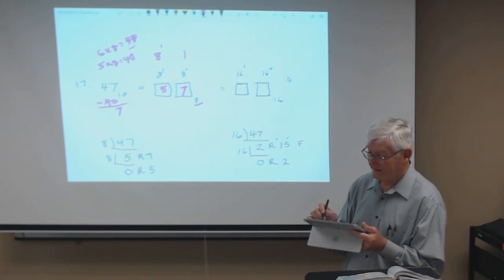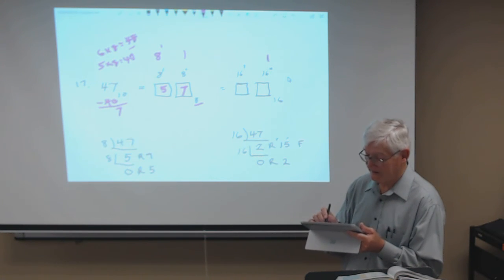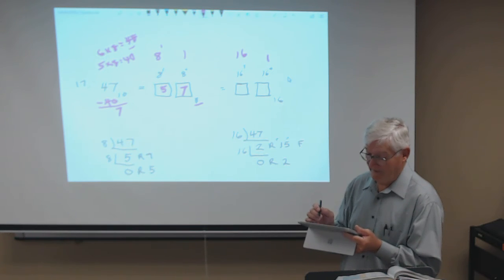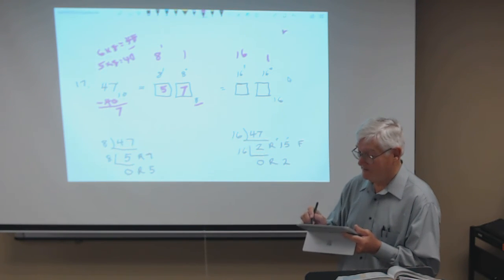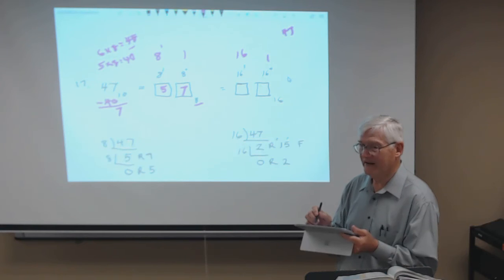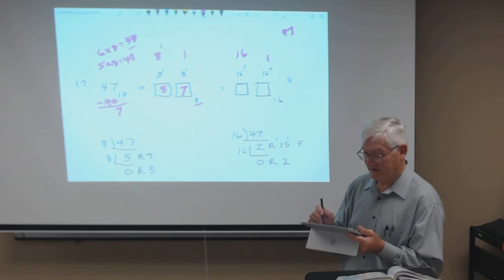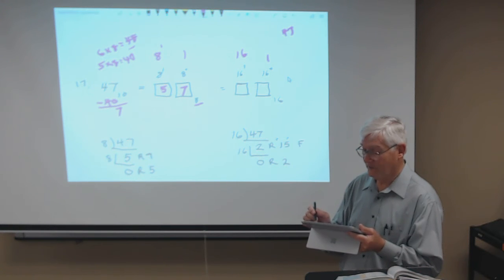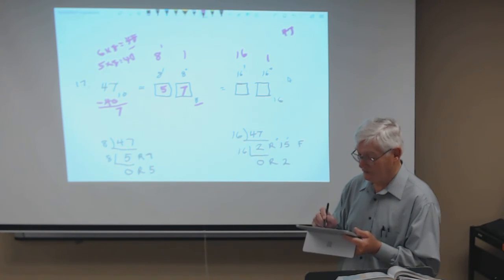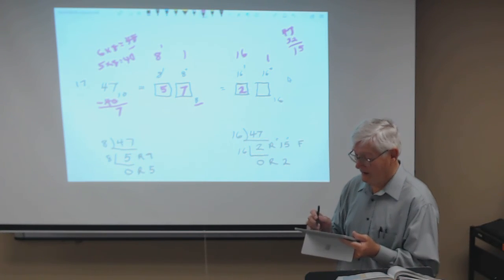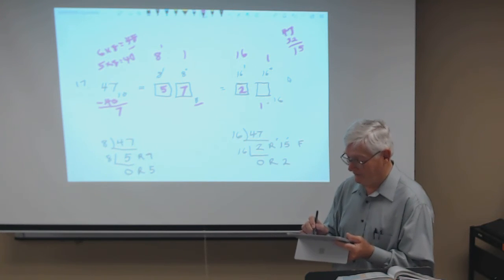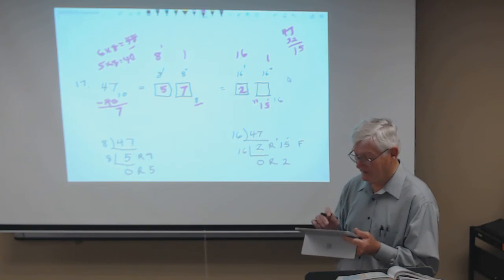So what about 16s? This is 1s, and this is 16s. So now here's 47. How many 16s in 47? 3 16s is 48, which is too much. So I want 2 16s. That would be 32. And 15 left. Do I put 15 in that box?